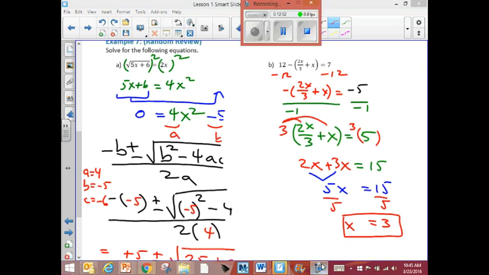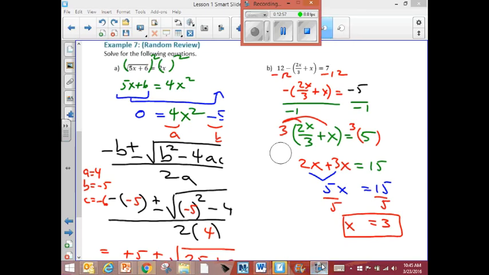The question is, there was a red 3 out front. Now down here, there's just a 2x and no green 3. There are 2 ways to think of it. This 3 is being multiplied inside: 3 times 2 is a 6, 6 divided by 3 is a 2. That's one way of saying it. 3 times x is a 3x. The other way of thinking of it is these 3's are going to cancel. 3 goes into 3, 3 goes into 3.